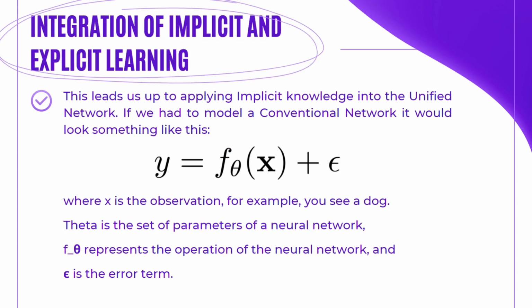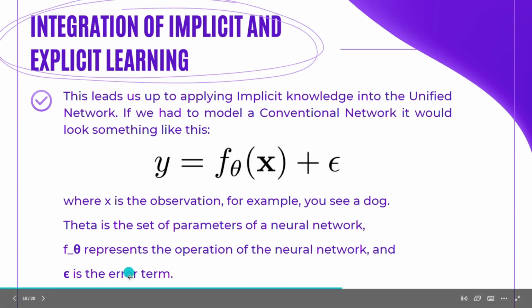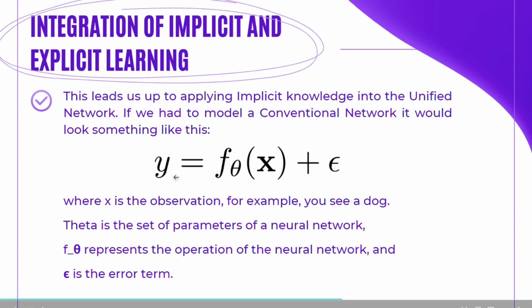So how did they come up with this unified model, or how did they integrate the implicit and explicit learning? This leads us to applying implicit knowledge into the unified network. And if we had to model a conventional network, it would look something like this. So for example, we have this formula representing one output from a convolutional neural network, where X is observation, for example, let's say you see a dog, and theta is the set of parameters of a neural network, which can be the connections or the weights. And f theta is representing the operation of the neural network, or the function, and epsilon is just the error term, then we get the output of y. So this can be taken as an explicit representation.